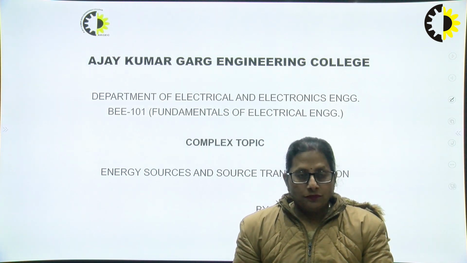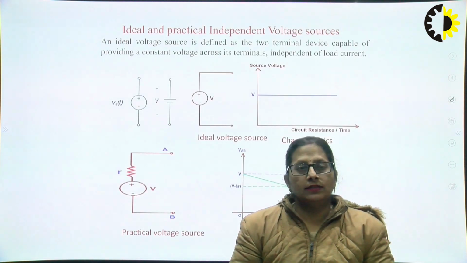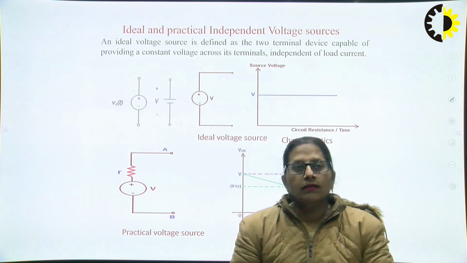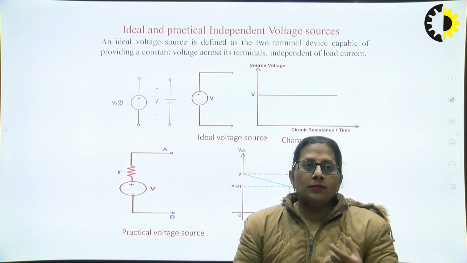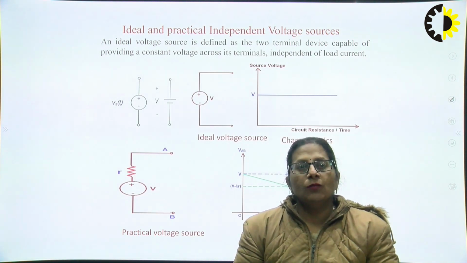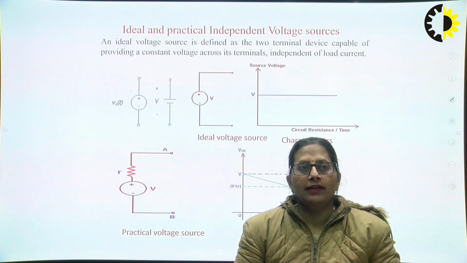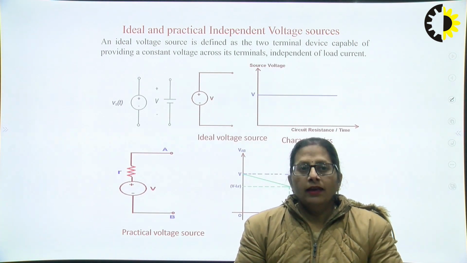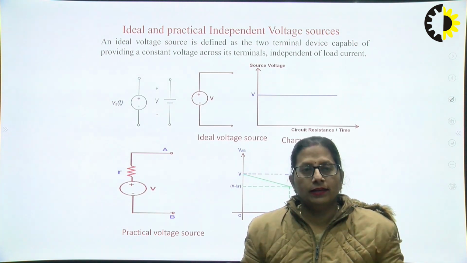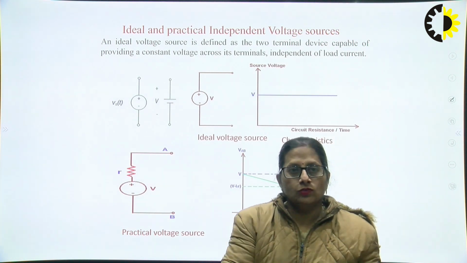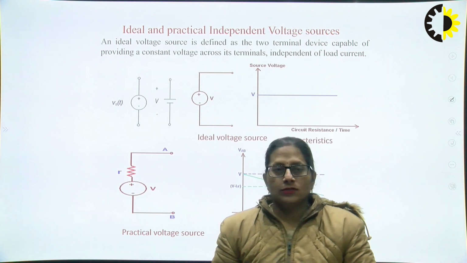Right? So coming to the types of sources. Basically, we can have ideal and practical independent voltage sources, or ideal and practical independent current sources. So broadly, if I classify, I may have them as voltage sources or as current sources.